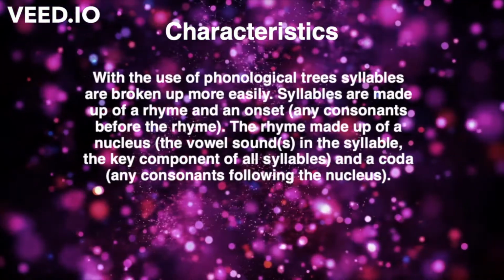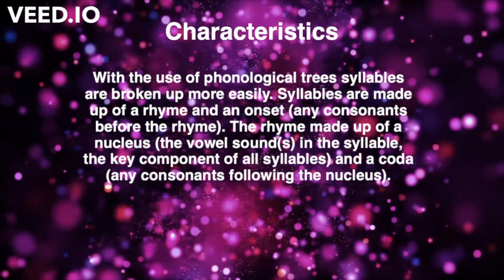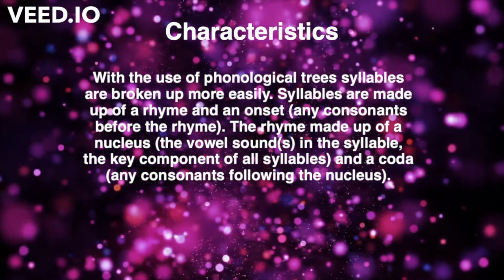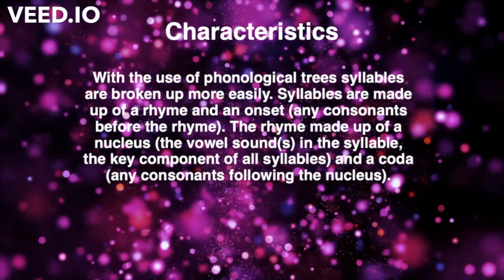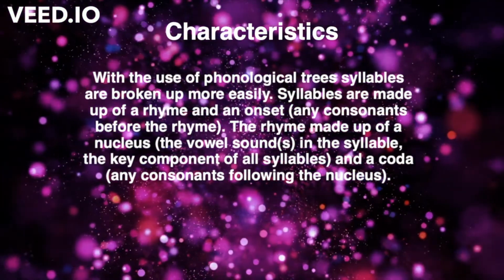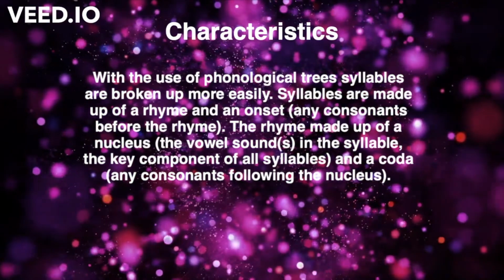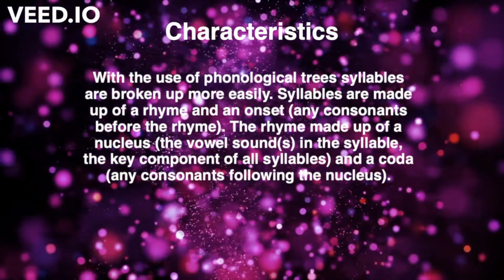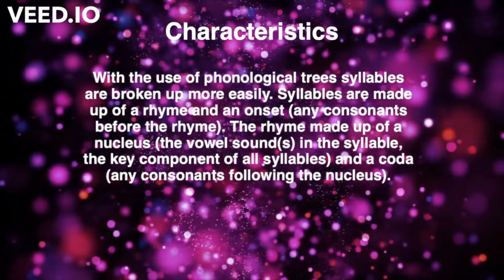And with the use of phonological trees, syllables are broken up more easily, meaning that syllables are made up of a rhyme and an onset, the former being defined as the vowel sounds in the syllable or the key components of all syllables, and the latter being any consonants following the nucleus.